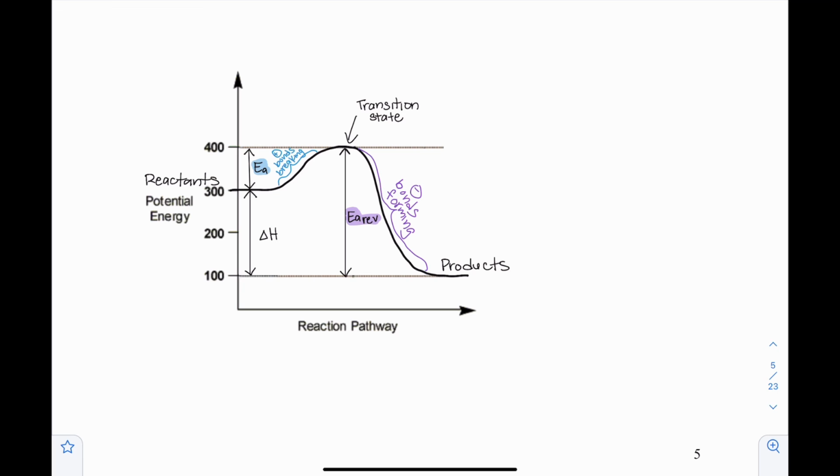Now let's talk about a potential energy diagram that looks a little different. In this diagram, the energy of the reactant starts out higher, and the energy of the products ends up lower, indicating an overall decrease in energy during the reaction. When the energy is released during a reaction, delta H is negative, and the reaction is considered exothermic.